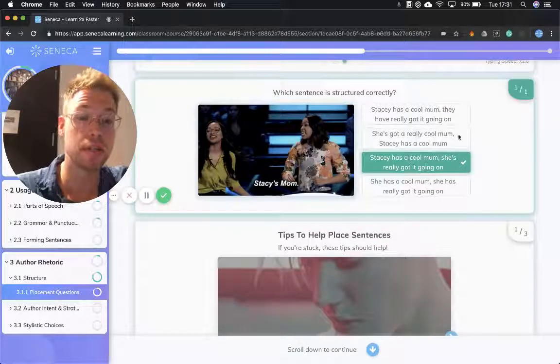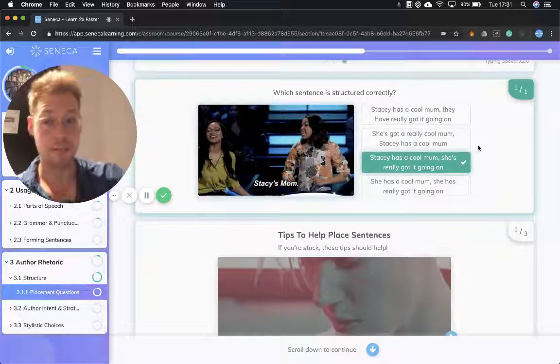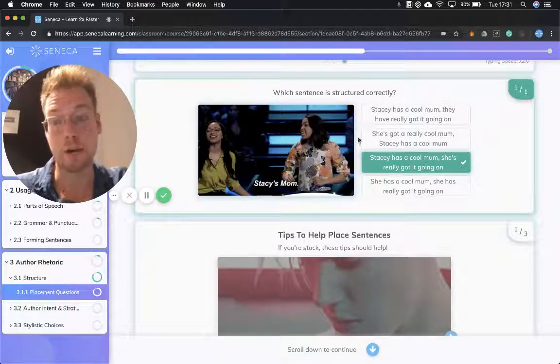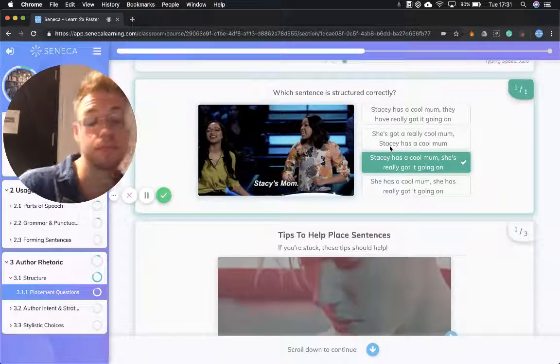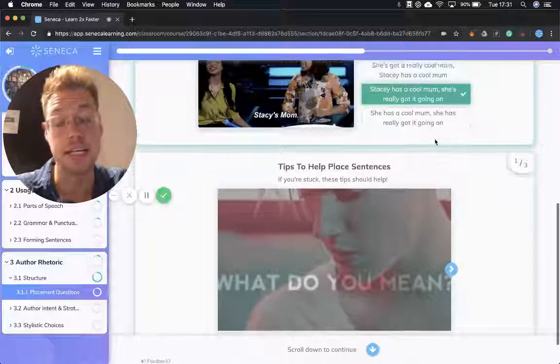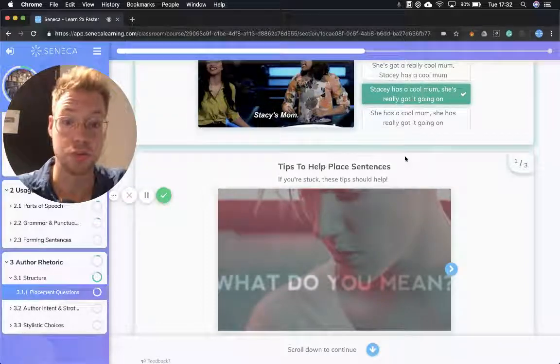Option 2, she's got a really cool mom. Stacy has a cool mom. Again, that doesn't make sense, because our pronoun comes before Stacy's mum, so it's not going to work. So the key takeaway from that is the pronouns have to come after a person is introduced.